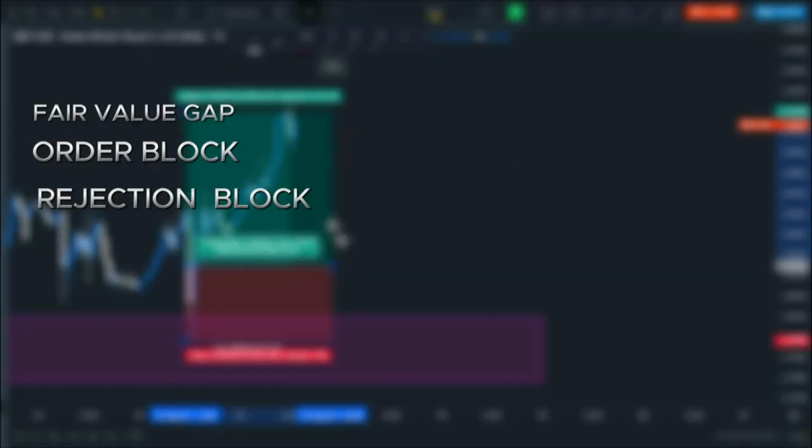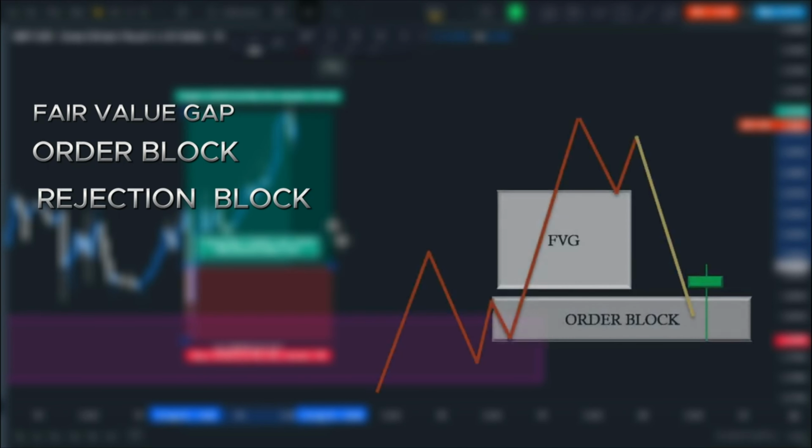Now that we've covered each concept individually, let's talk about how to combine them for even more powerful trading strategies. Imagine a scenario where you spot a fair value gap within an order block or a rejection block forming at a key level marked by an order block. These confluences can significantly increase the probability of a successful trade. Trading is all about stacking the odds in your favor, and by using these concepts together, you're doing just that. It's like assembling a puzzle. The more pieces that fit together, the clearer the picture becomes.